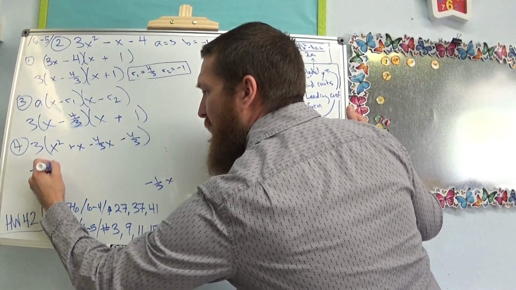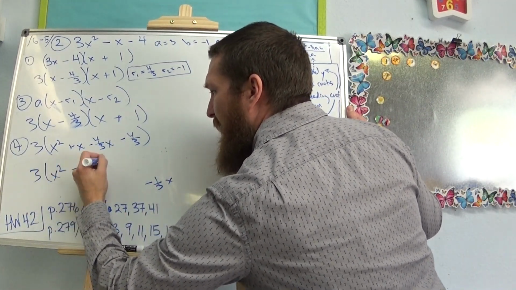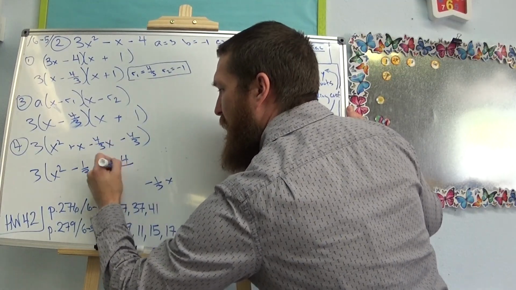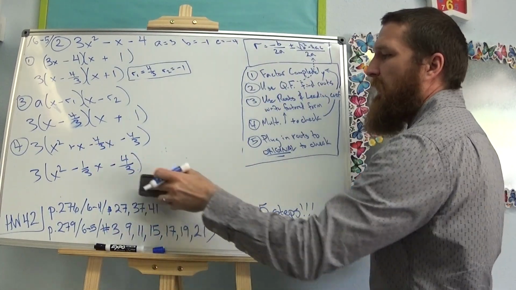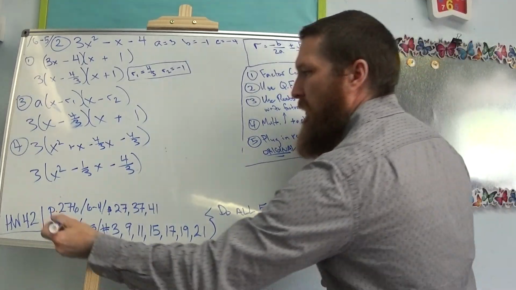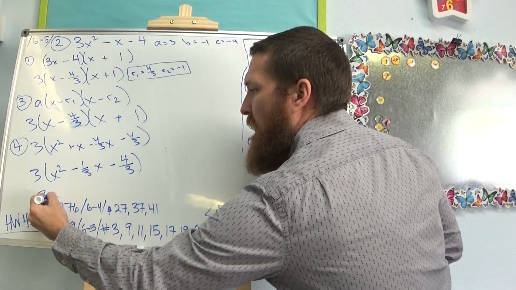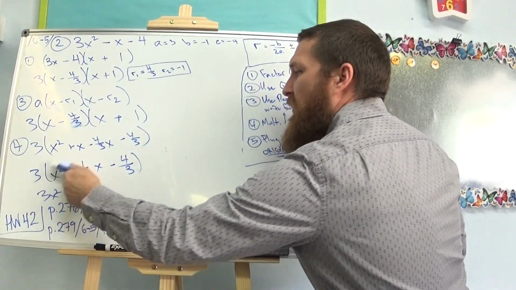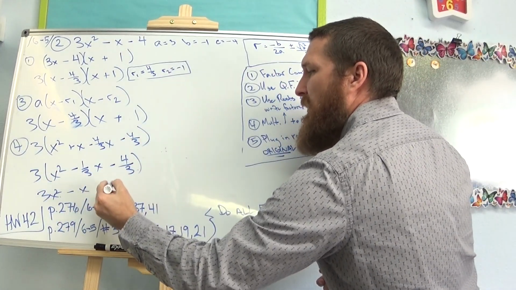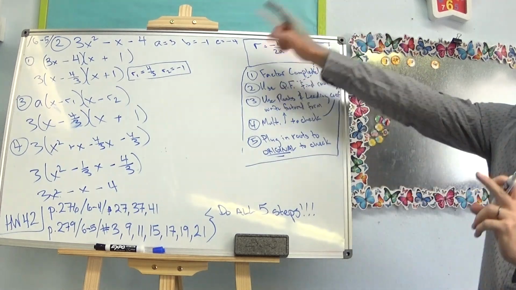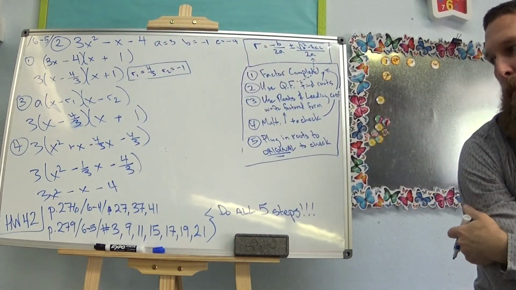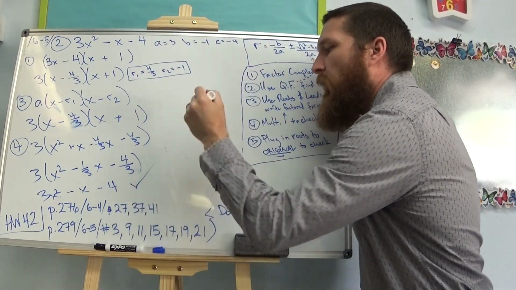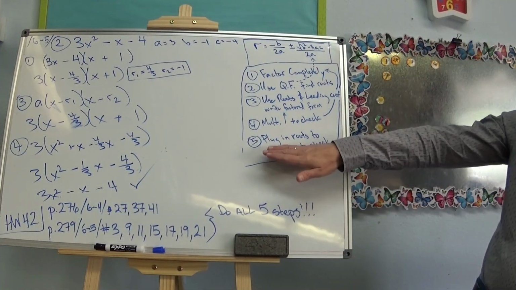3 times x squared minus a third x minus 4 thirds. When I multiply that 3 through there, I get 3x squared. The 3 kills the 3 and I'm left with a minus x. 3 kills the 3 and I'm left with a minus 4. Is that what I started off with? Was that my beginning guy? Yes. Okay. So the whole point about this exercise, we'll talk about 5 in just a second.